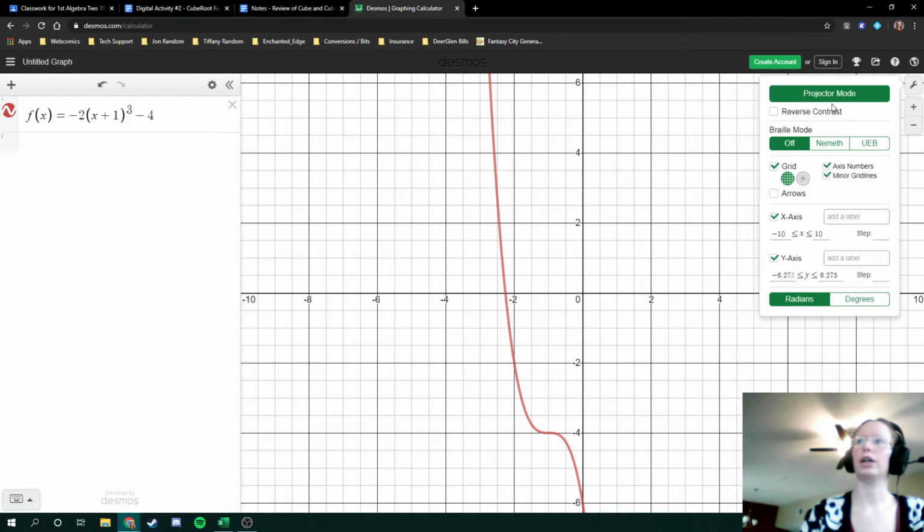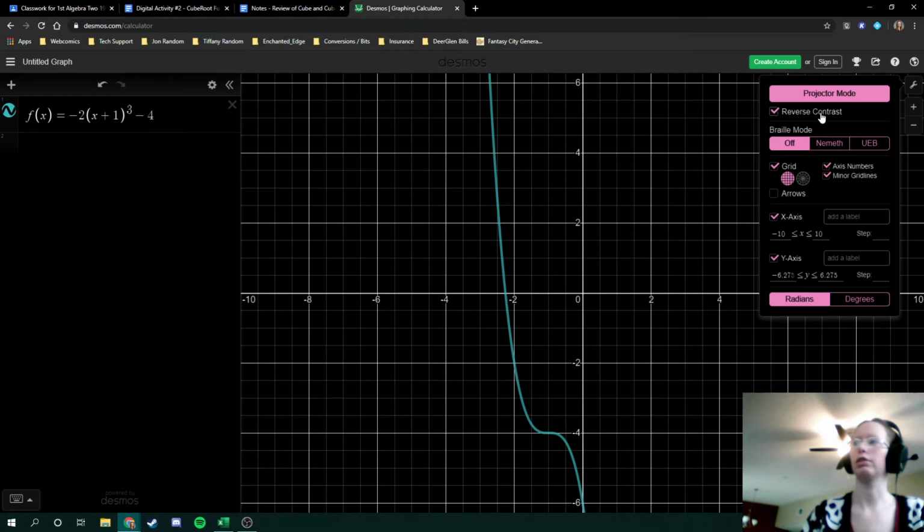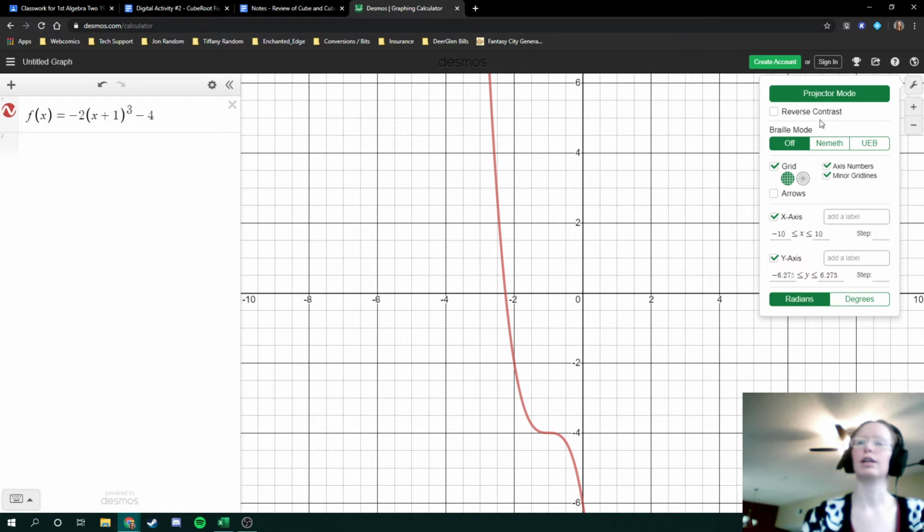Gonna turn on projector mode here. Should I reverse contrast? Ew, no.